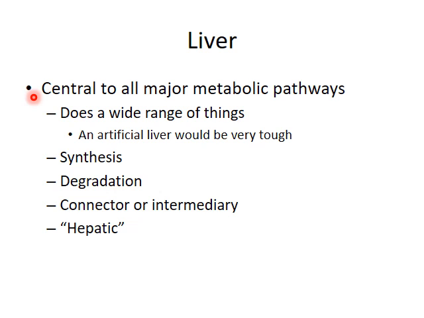So we think about the liver, it's going to do all kinds of things in metabolic pathways. We're going to have synthesis, where it creates new compounds, and degradation, where it breaks things down. We'll talk about that. The liver is our connector, an intermediary. Reactions will start in another organ system, move on to the liver, and then the results leaving the liver will react with another part of the body. We already saw that in laminitis.